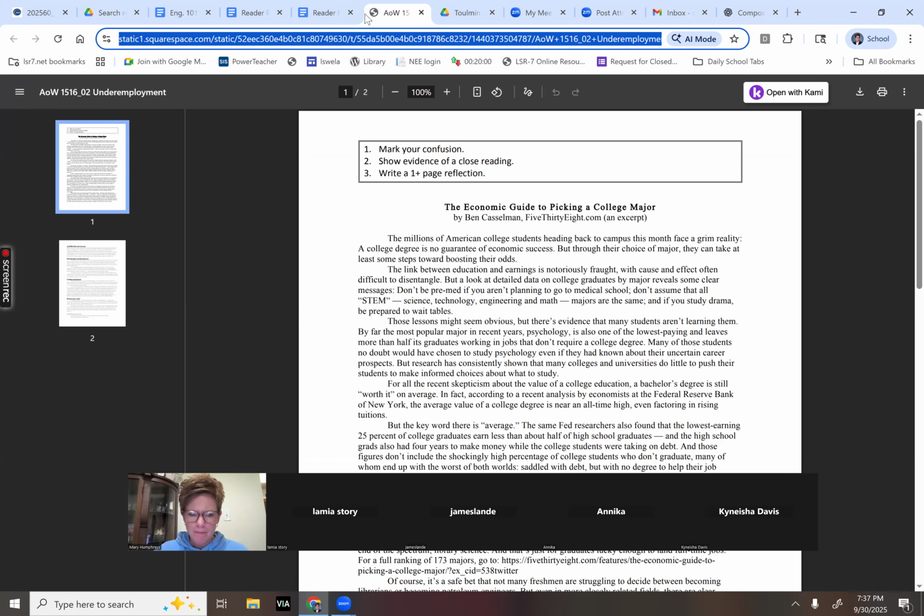I think I have a claim. I did: millions of American college students are heading back to campus and face the grim reality that a college degree is no guarantee of economic success. Very good. I would also include that next sentence too, that part of the argument is that through their choice of major, they can take at least some steps towards boosting their odds. Excellent. And this article is a little bit different, right? They just put the claim right up front, at the very beginning, and then everything else is going to come back to that particular claim. I can't see who said that, but excellent work.